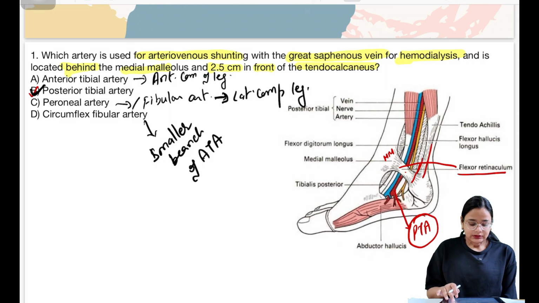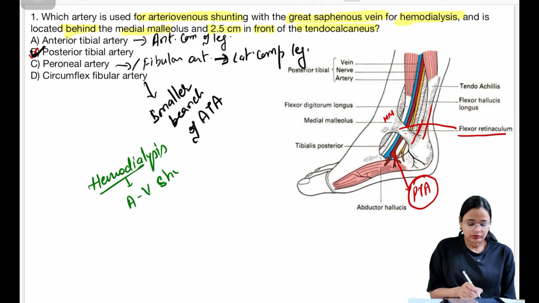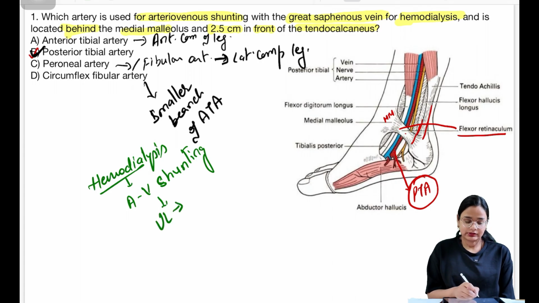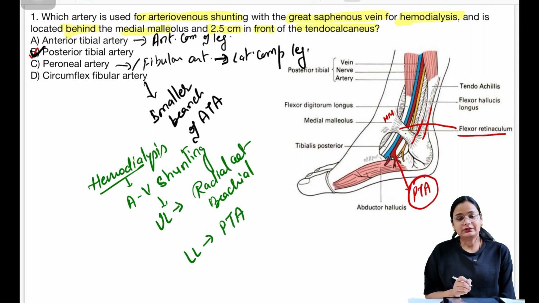Okay. Next, along with this you need to remember in hemodialysis we are making AV fistulas. We are connecting arteries with veins, which is also called AV fistula or AV shunting. For this, in the upper limb we are using mainly two arteries. One is the radial artery, the other one is the brachial artery. In the lower limb we are mainly using the posterior tibial artery because it is suitable for that site, it is easy to access.